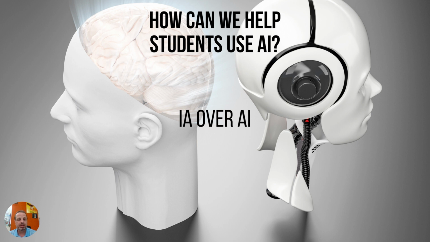Overall, what we need to do is we need to focus on IA, something I like to call intelligence augmentation. How can we focus on the IA over the AI? What can we create together with artificial intelligence that we couldn't do without it and that the bot couldn't do without us feeding it that information?